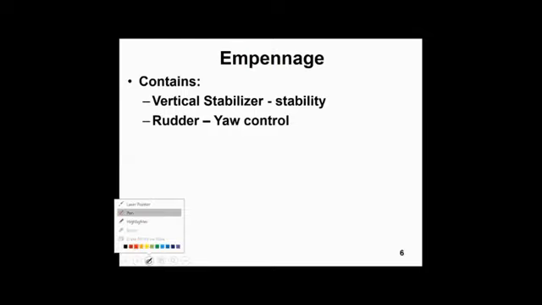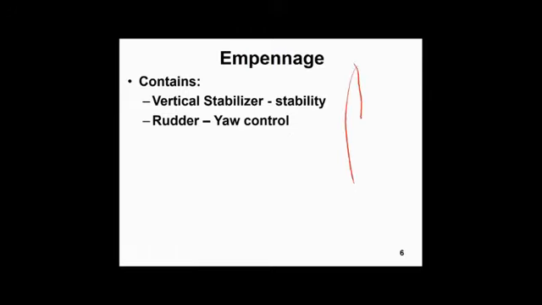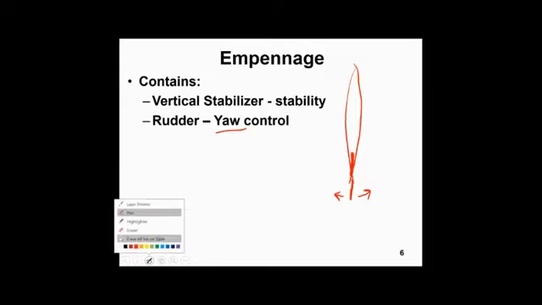The rudder gives us yaw control. We want to be able to yaw the airplane left or right. So here's our airplane, here's our vertical stabilizer, and here's our rudder, and we can turn the rudder left and right, and we can control the yaw of the airplane.